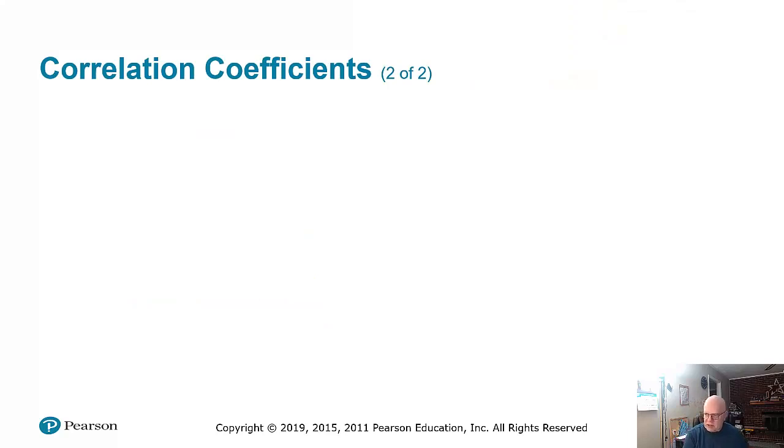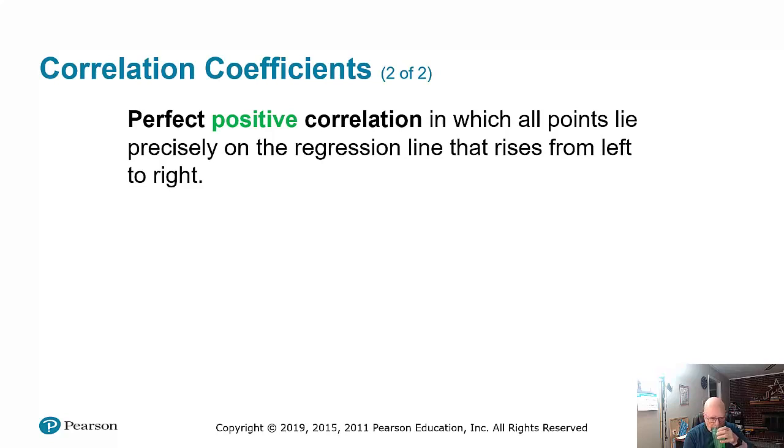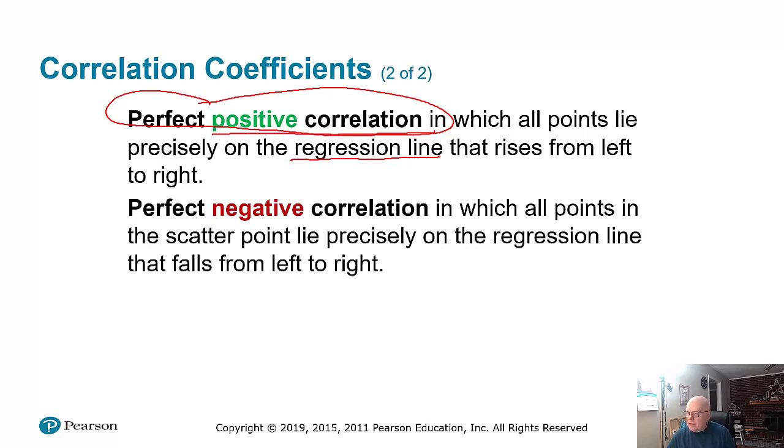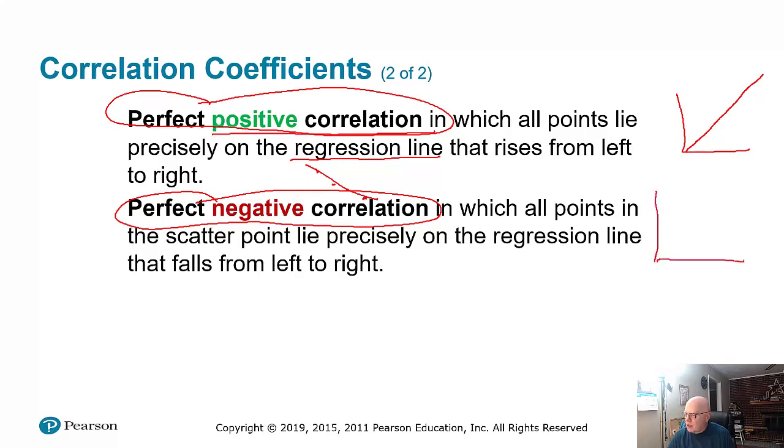So, correlation coefficients. So, first of all, suppose we have a positive correlation. If those points are all exactly on that regression line, then it's a perfect positive correlation, if they all fit on the line. If it's going down and all the points are exactly on the line, it's a perfect negative correlation. Remember the first one? Looks like this, where all the points are on that line. In the second one, it's going down and all the points are on that line.